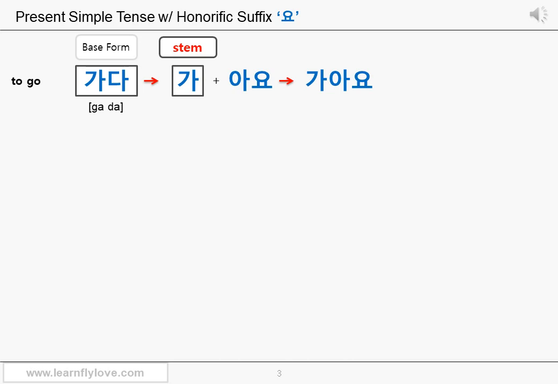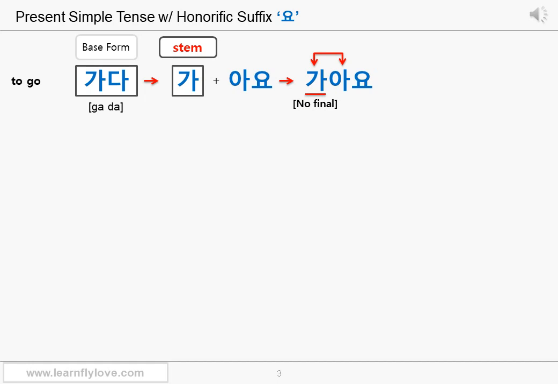However, you need to learn one more extremely important rule here. When there is no final consonant in the last letter of the stem, if you don't know what final consonant means, you need to go back to lesson 1 or 2. Anyway, when there is no final consonant in the last letter of the stem, you should always combine the last letter of the stem with the a sound, or o sound if you use oyo.